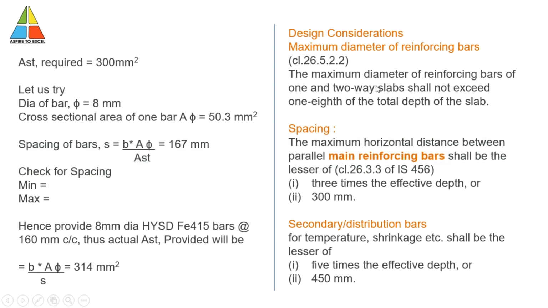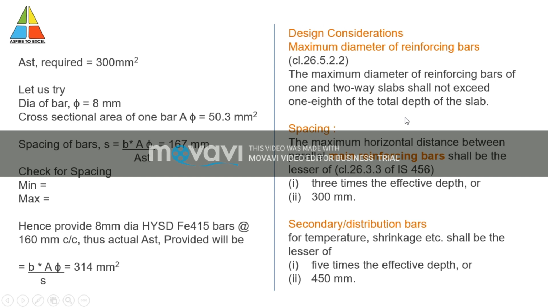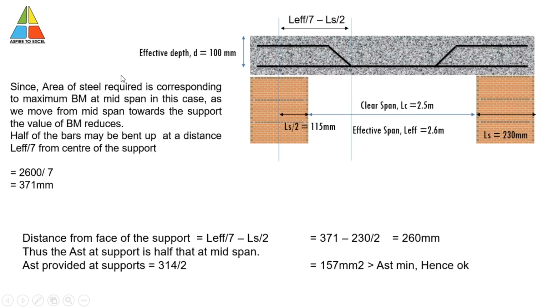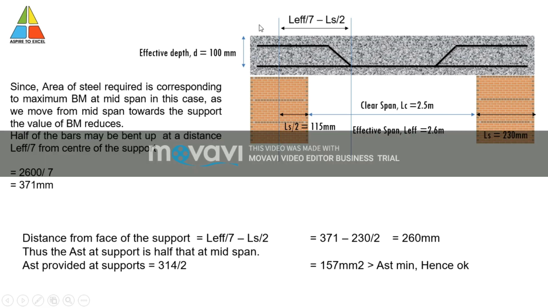And for the maximum size or the dia of the bar that we can use for a slab, the codal provision is that it should be not more than 1/8 of the total depth. So here the total depth is 120. So 120 by 8, with that you can calculate the maximum dia of bar that you can use. But here we are using well under that, it is 8 mm, since the area of steel required is very less, 300 millimeter square.